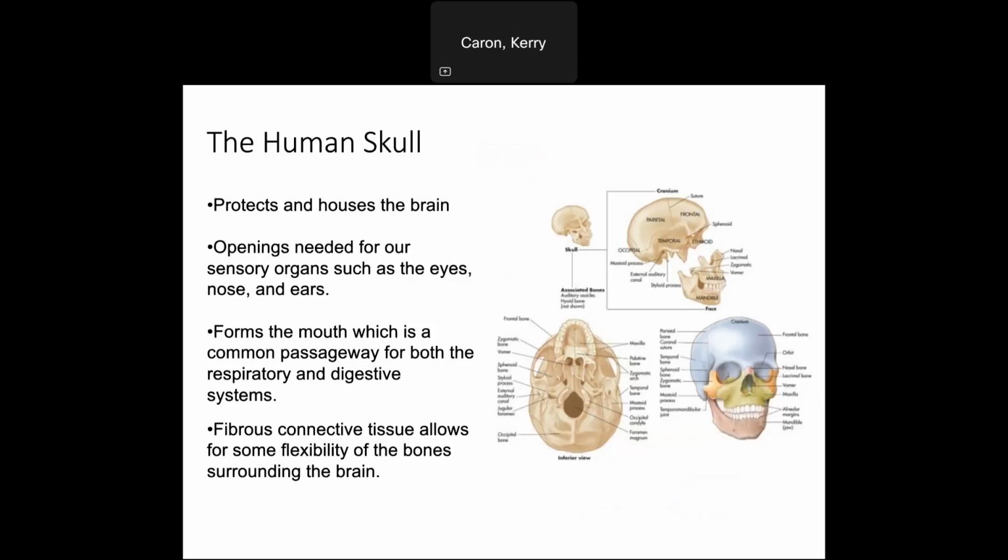The human skull, we'll start here, protects the head and houses the brain. Okay. It has openings for our nose, our eyes, our ears, and our mouth. It's our passageway for our respiratory and digestive system. It has some fibrous connective tissue that allows some movement, some flexibility.